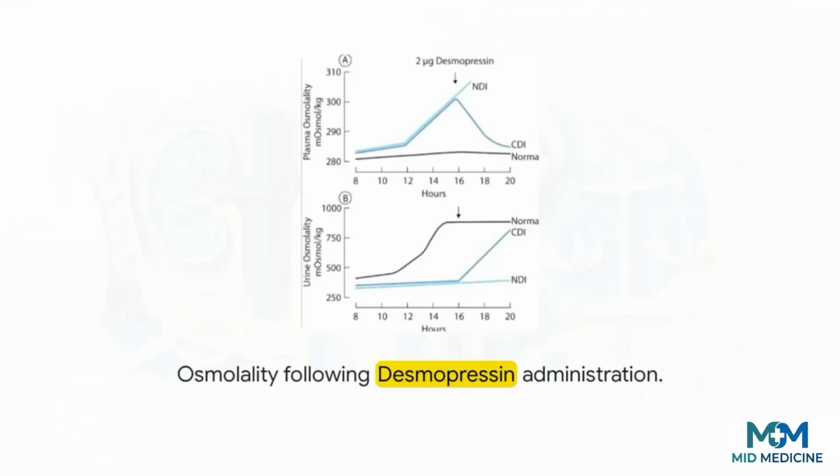Now we just need to figure out which type of DI we're dealing with to finalize our case. We administer desmopressin, which is a synthetic ADH, and we watch the graphs. Look closely at the bottom graph for urine osmolality. If we give the synthetic hormone and the urine osmolality suddenly spikes upward, it means the kidneys work perfectly. They were just missing the hormone. That confirms central DI. But if we give the hormone and that light blue line stays completely flat, it means the kidney receptors are broken, confirming nephrogenic DI.